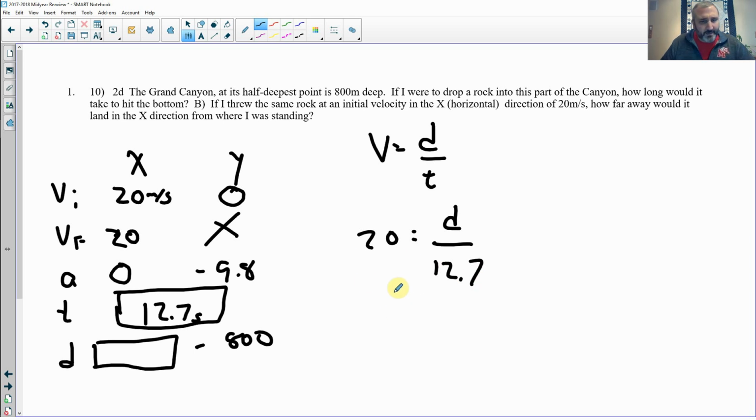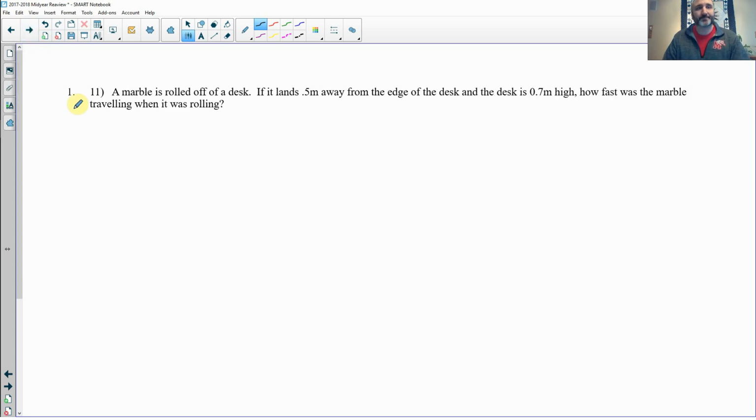Cross multiply. So 12.7 times 20 is going to be 254. And d times the understood 1, d will be 254 meters. 254 meters away. I hope that makes sense. I hope you remember that. And again, if you don't remember it, please feel free to ask about it in class on Thursday or Friday.